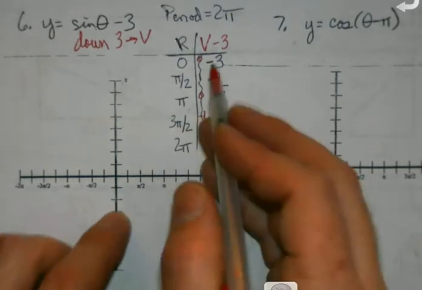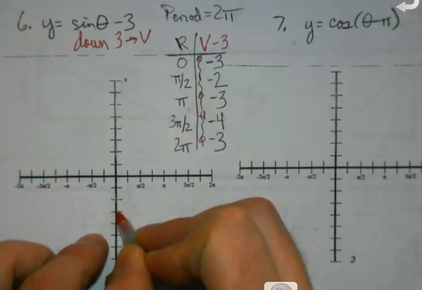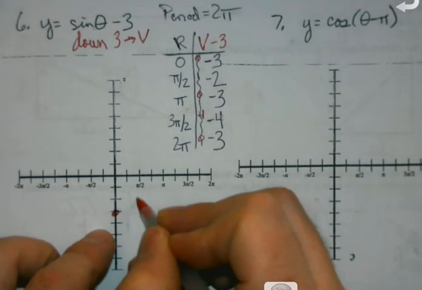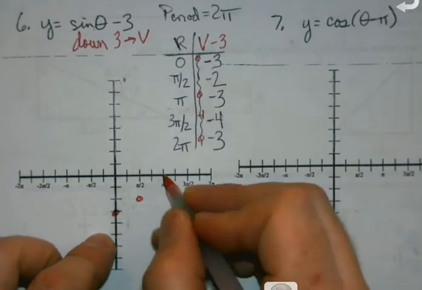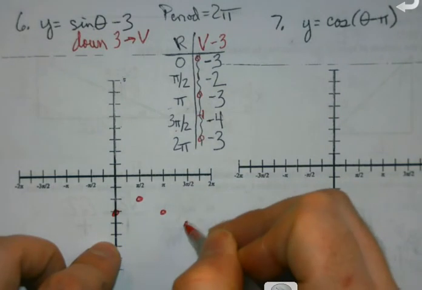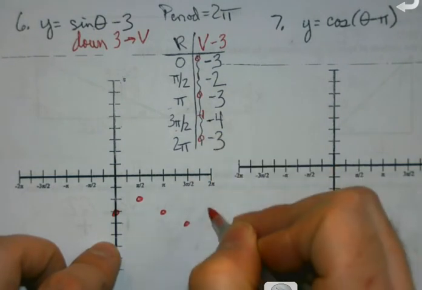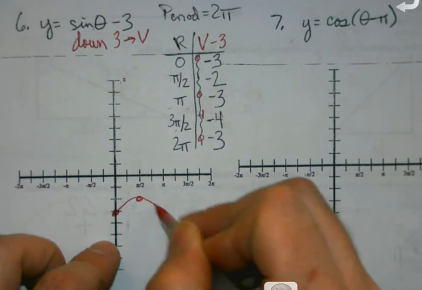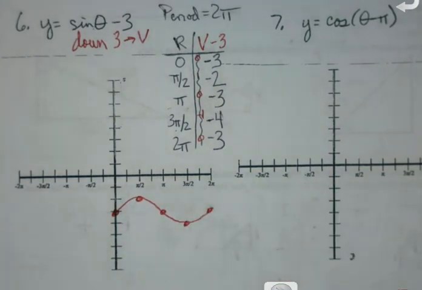So this time, we're normal again, thank goodness. Pi over 2 is back up to -2. Pi is back to -3. 3 pi over 2 is back to -4. And 2 pi is back to -3. So all we did was take our basic sine curve and shift it down 3 spots. So again, we're not trying to drive you crazy on this. I just did the challenges before to kind of get you thinking a little.